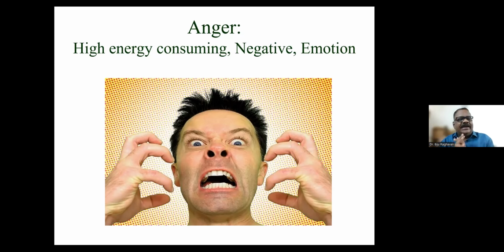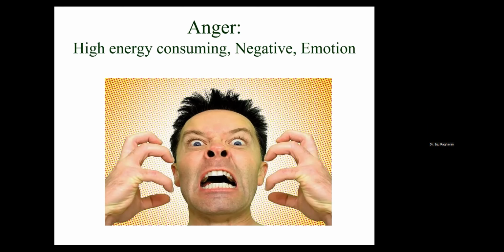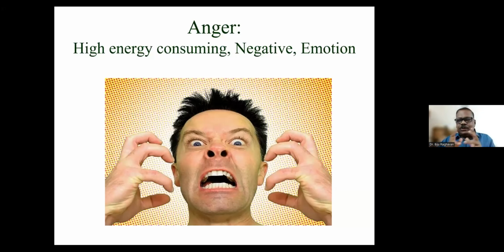Another source of energy is ignoring the angry person. You turn away from the angry person. You don't respond to the angry queries, questions of this angry person. That will also increase the anger. So there are two sources of energy. One source of energy is confrontation, and second source of energy is ignoring the angry person. So both can increase the anger.